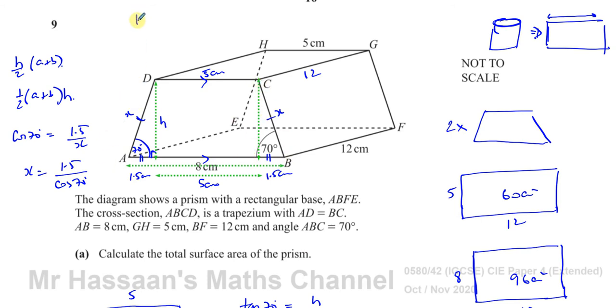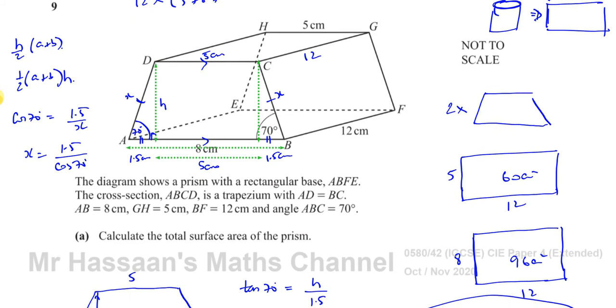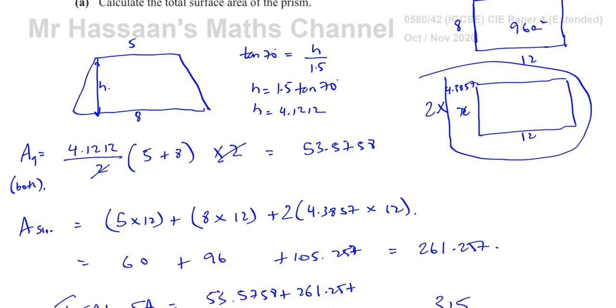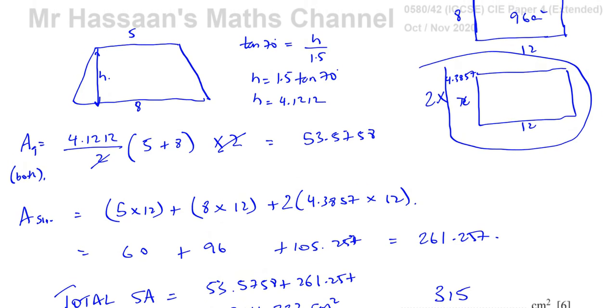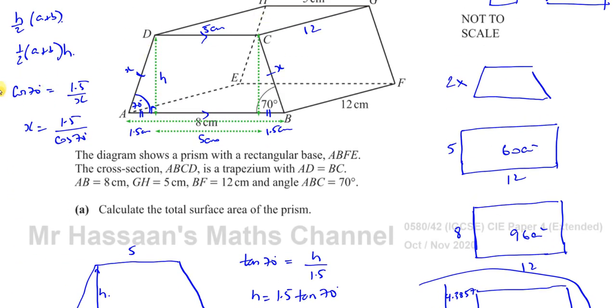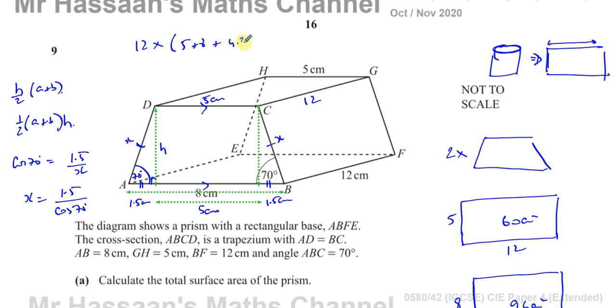So if we just did 12 times 5 plus 8 plus an x, we found x to be, what was x again? 4.3857. Okay, times two of those. That would give you the lateral surface area, because you have this length plus that length plus that length times 12, which gives you the area of all those sides. Like you make it into one big rectangle basically.